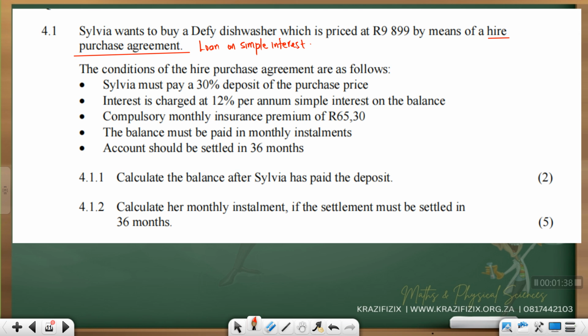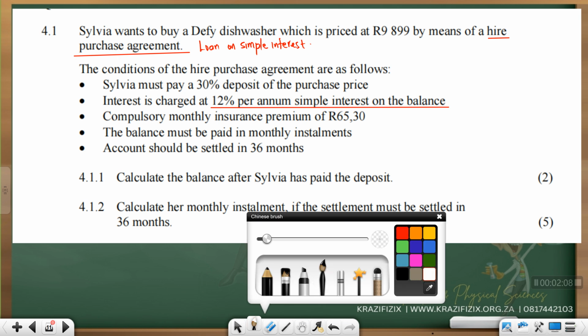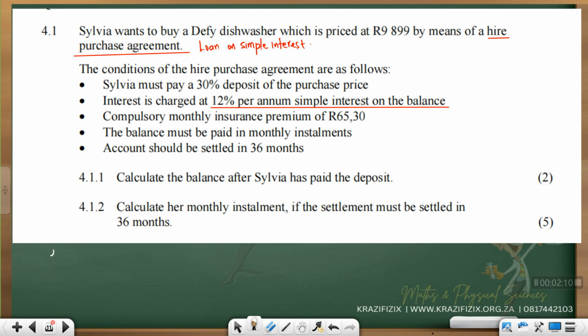The conditions of the hire purchase agreement are as follows. Sylvia must pay 30% deposit. Interest is charged 12% per annum, simple interest on the balance. Compulsory monthly premium of 65 Rand and 30 cents. Balance must be paid in monthly installments. Account should be settled in 36 months. Question 4.1.1: what is the balance after Sylvia has paid the deposit?